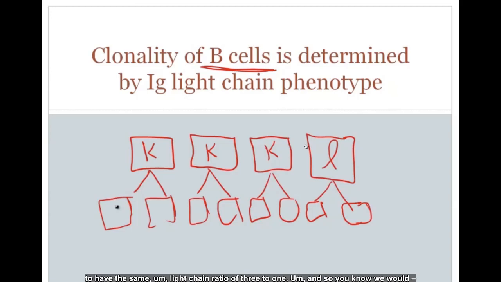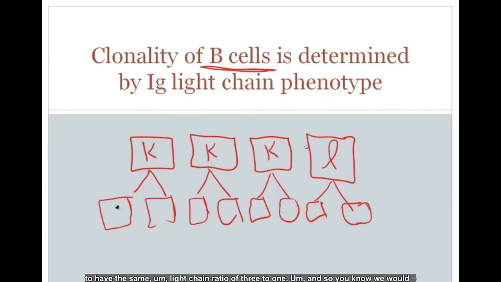So these light chains can either express kappa or lambda. Normally, the ratio of kappa to lambda is 3 to 1. But if it's a neoplasia, the ratio will increase to over 6 to 1, or it'll be inverted, so the kappa to lambda ratio would be 1 to 3, which would indicate a lymphoma.